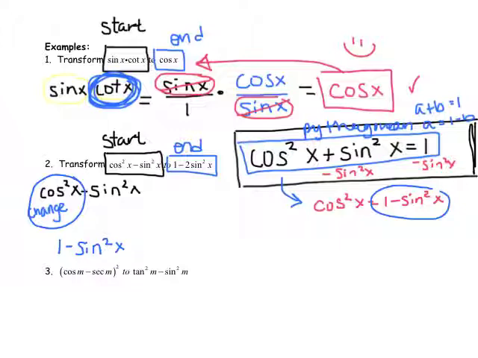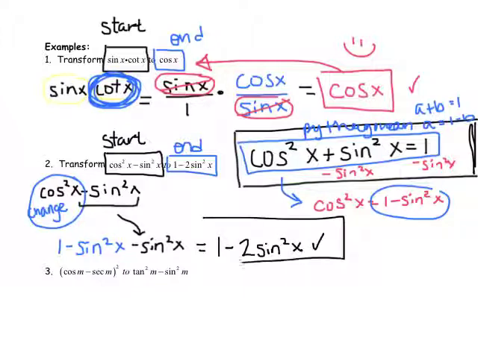Now, I still have this minus sine squared. I didn't touch it. Now, let's look at what we got. We got minus sine squared, minus sine squared. Well, that's 2 sine squareds that are being minused. So 1 minus 2 sine squared. And that's where we were trying to go.